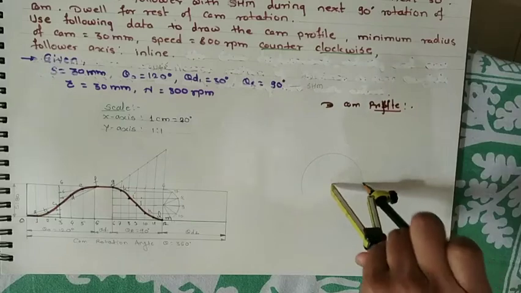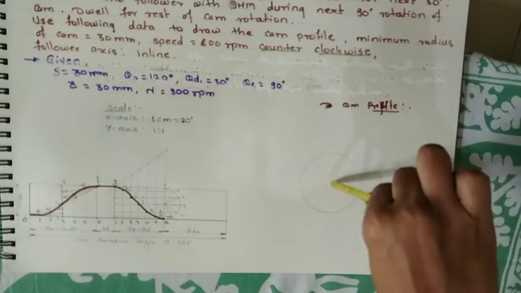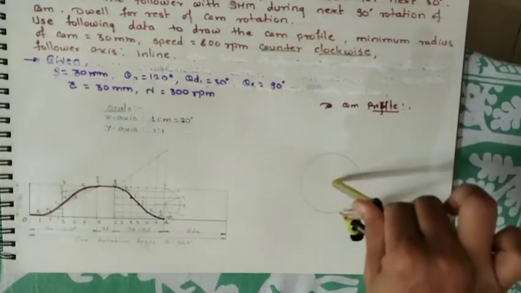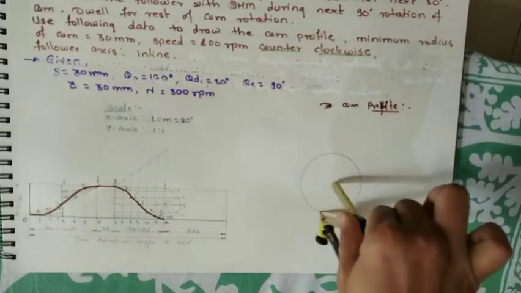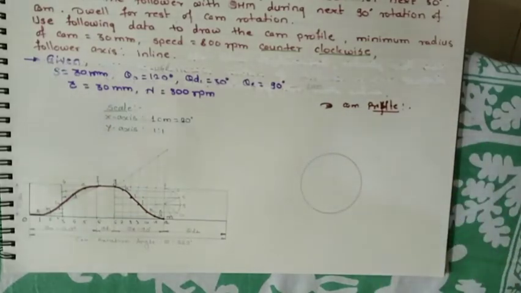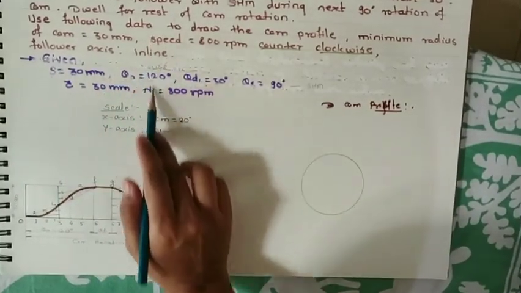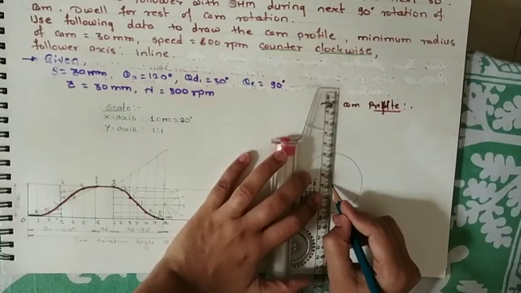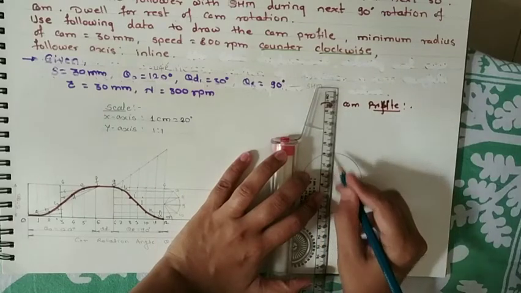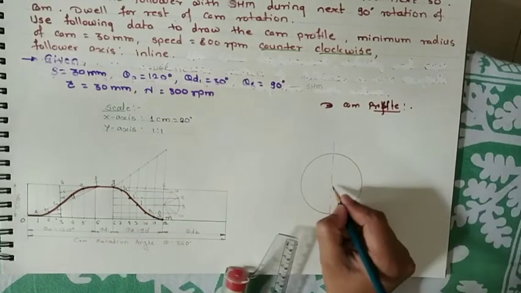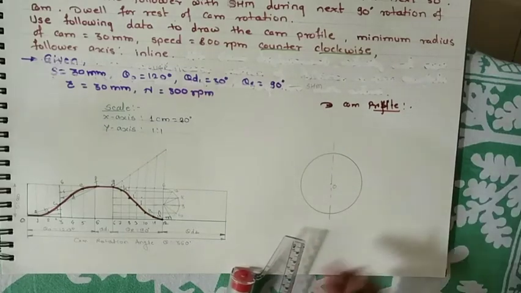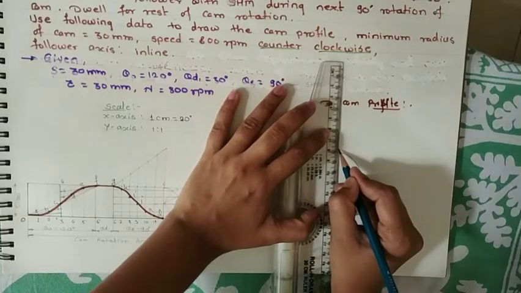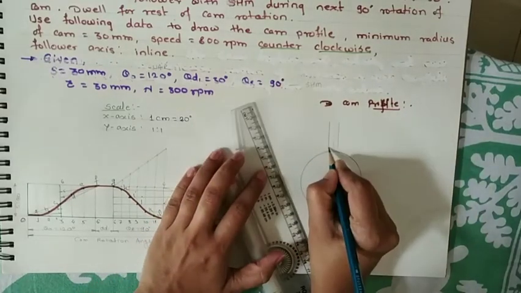Just mark one center and draw the circle of 30 mm radius. Okay, so here is our base circle with 30 mm radius. Again, one important thing is that the axis of the follower is in line with the cam. So here is our cam axis and our follower axis is in line with this. This is the center of the cam, O, and let's draw the follower which is in line with the cam.